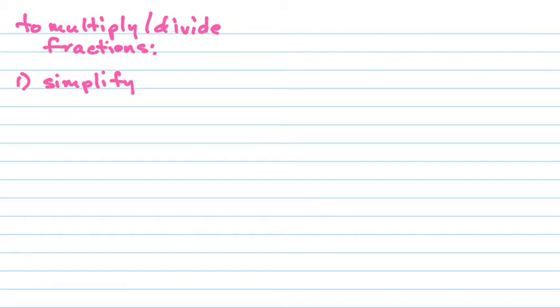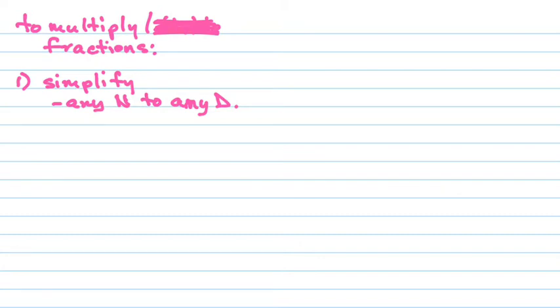So you're going to have two fractions. So we have to think about two numerators and two denominators. When you're simplifying, we can simplify any numerator to any denominator. Okay? Actually, scratch divide off of there, I'm sorry.